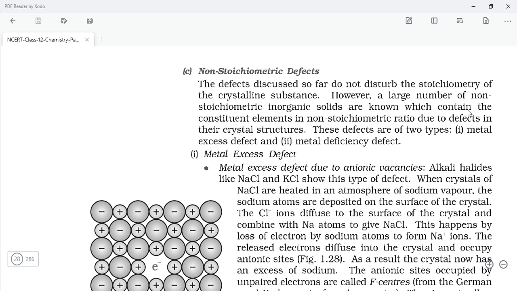C. Non-stoichiometric defects. The defects discussed so far do not disturb the stoichiometry of the crystalline substance. However, a large number of non-stoichiometric inorganic solids are known, which contain the constituent elements in non-stoichiometric ratio due to defects in their crystal structures. These defects are of two types. First, metal excess defect, and second, metal deficiency defect.